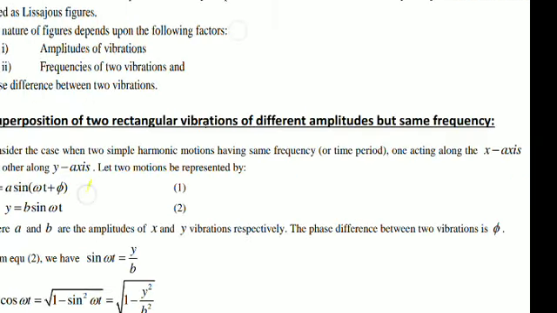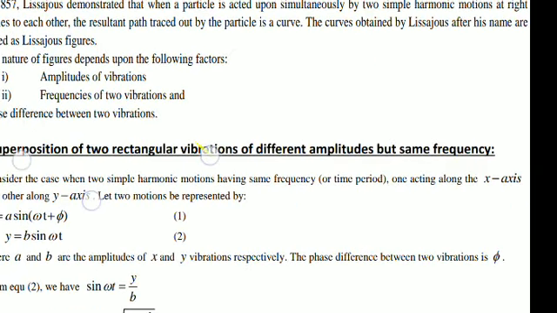The nature of these figures, what type of figure we will get, depends on the amplitude of the vibrations. Whatever simple harmonic waves we have, the amplitude of that wave will decide which pattern we get. It also depends on the frequency of the two vibrations, so the frequency difference will also define what type of curve we get.